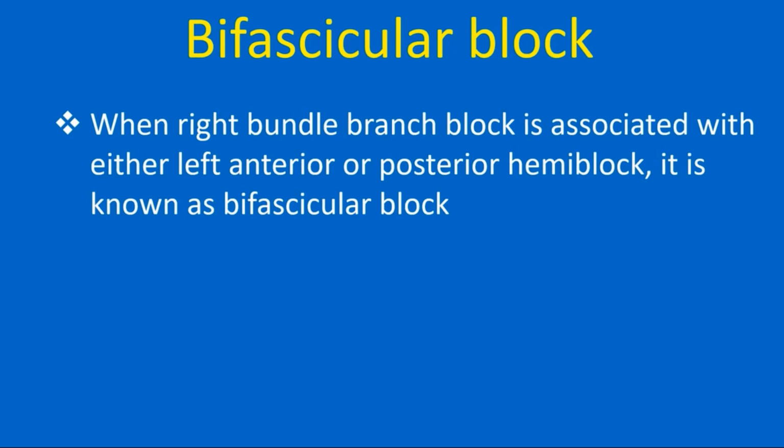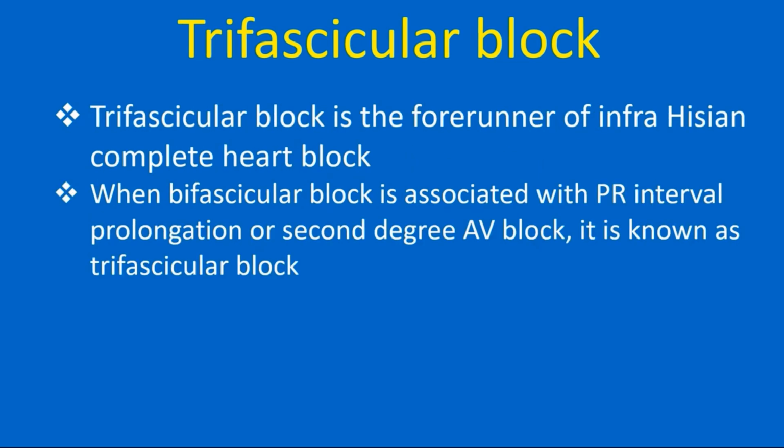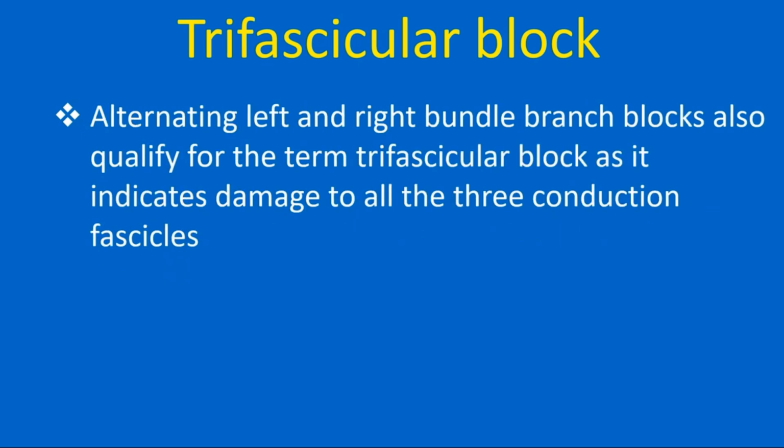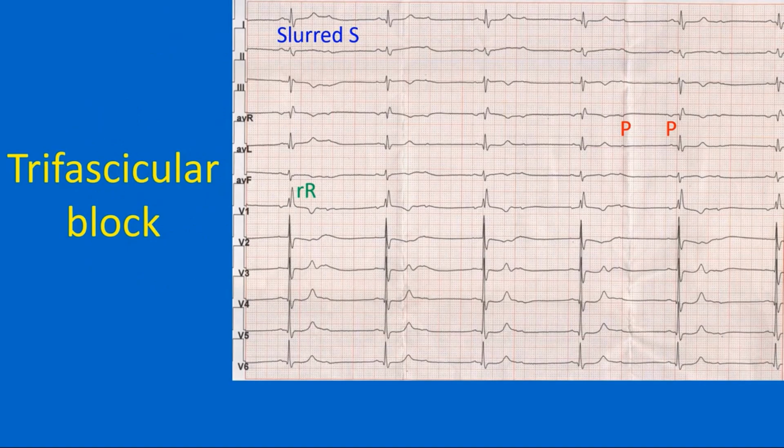When right bundle branch block is associated with either left anterior or left posterior hemiblock, it is known as bifascicular block. Trifascicular block is the forerunner of infrahisian complete heart block. When bifascicular block is associated with PR interval prolongation or second degree AV block, it is known as trifascicular block. Alternating left and right bundle branch blocks also qualify for the term trifascicular block as it indicates damage to all the three conduction fascicles.